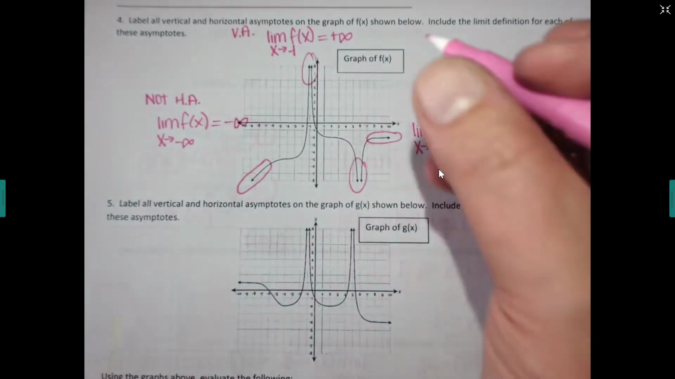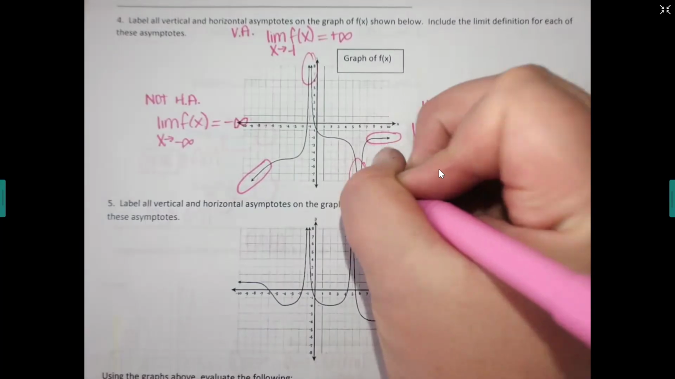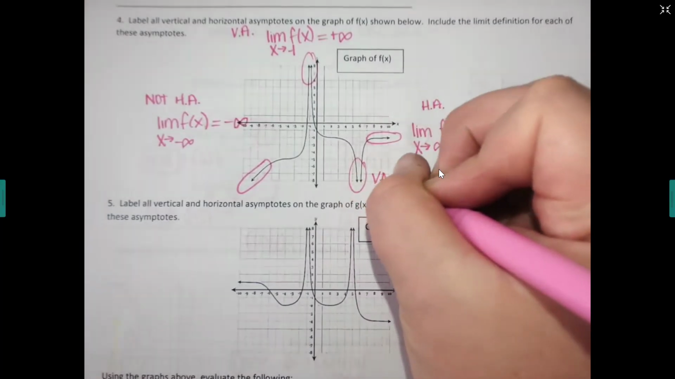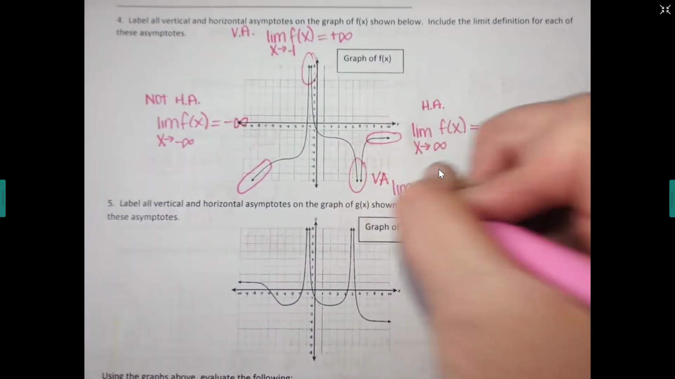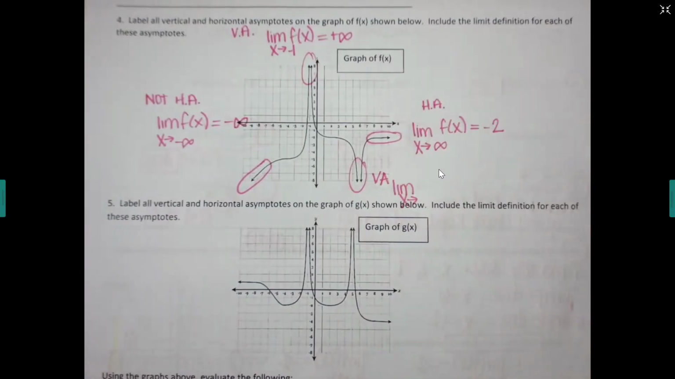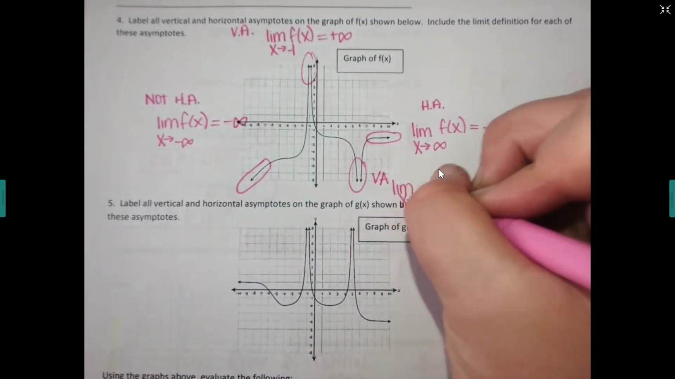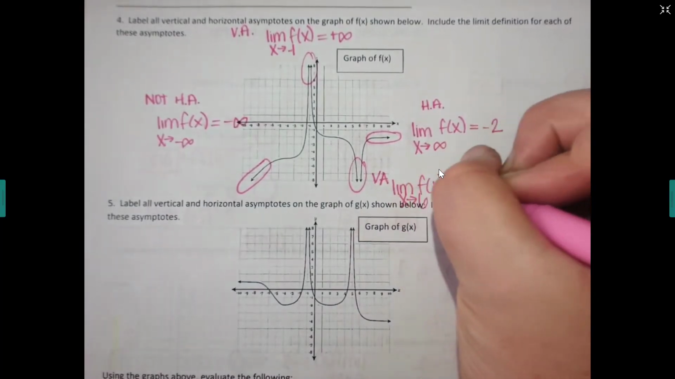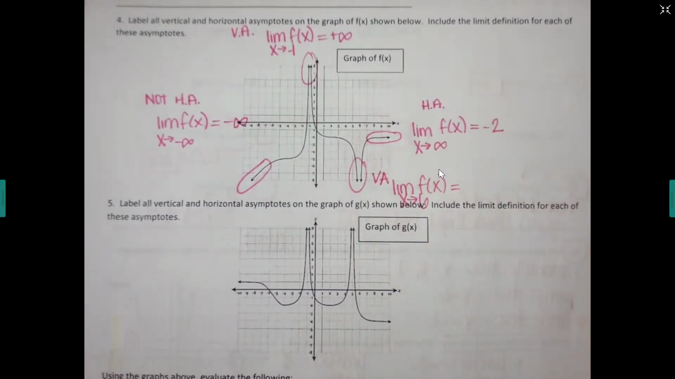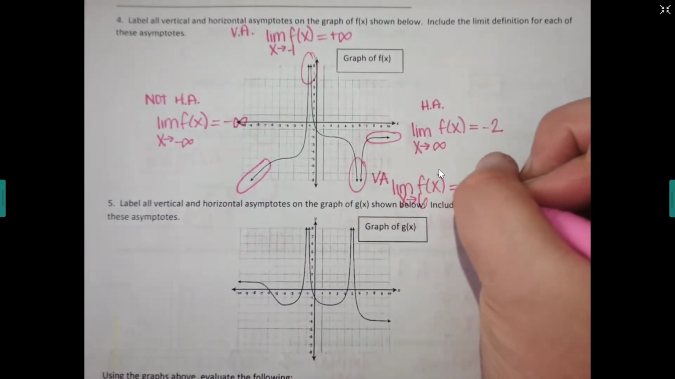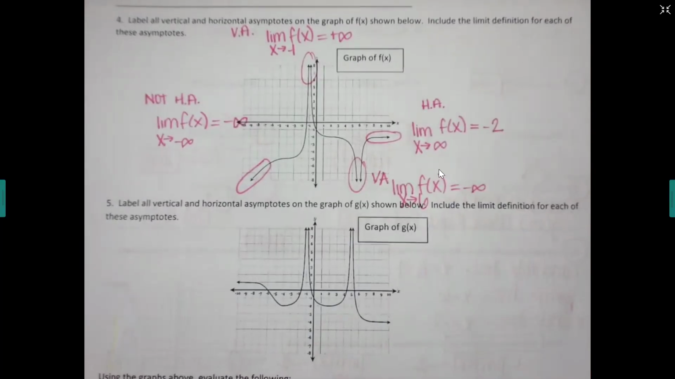Okay, for the down asymptote, I'm going to put limit, x approaches... Where's my other asymptote at? What number? 6. And what is f of x going to for my y values? Negative infinity. Very good.